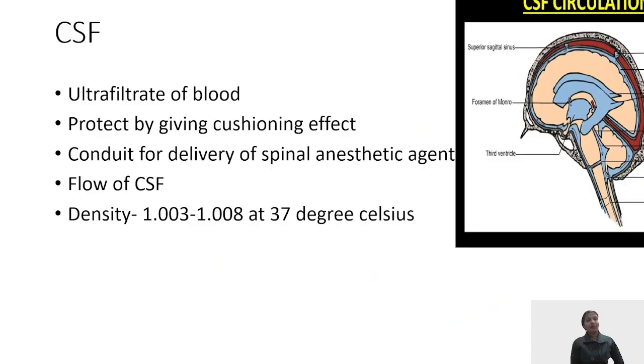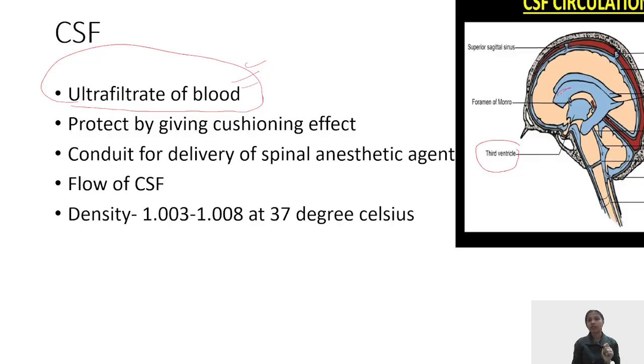Coming to cerebral spinal fluid. In cerebral spinal fluid, you have to remember two things. One, it is the ultrafiltrate of blood. Please remember, CSF is the ultrafiltrate of blood and it provides a cushioning effect to the brain and the spinal cord. And how the cerebral spinal fluid is produced and how it flows is very important. It is produced in the lateral ventricles through the choroid plexus. From the lateral ventricle, then it moves to your third ventricle via the foramen of Monro.